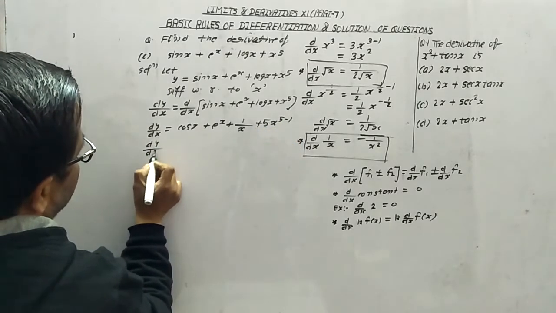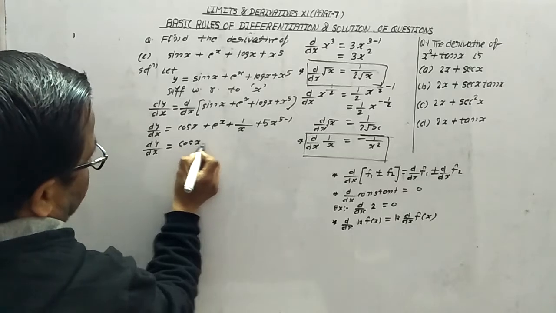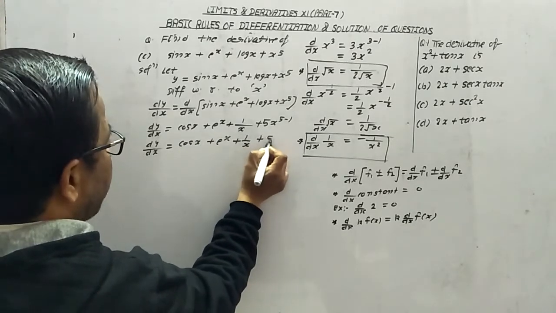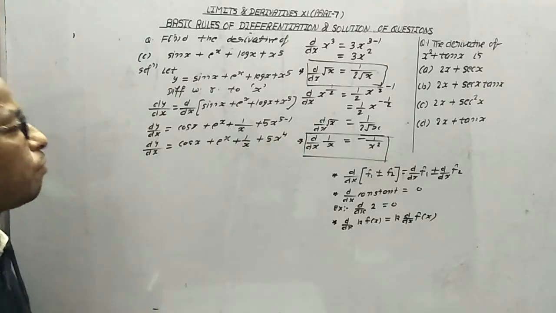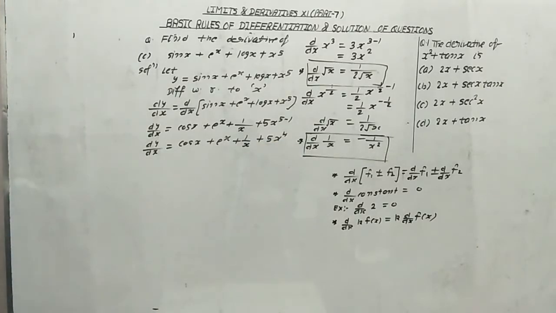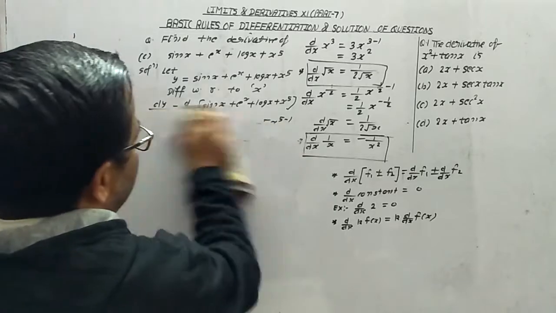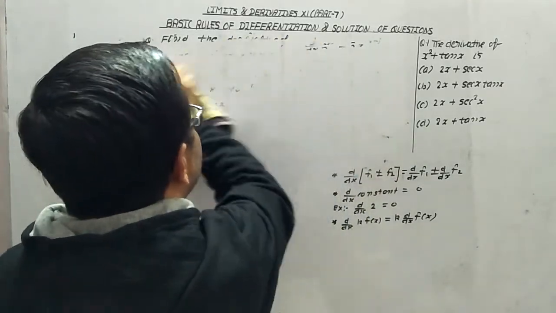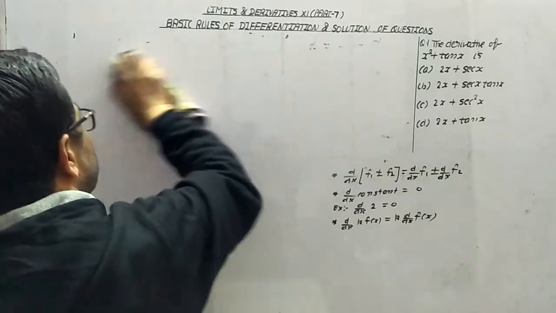It means dy by dx is equal to cos x plus e raised to power x plus 1 upon x plus 5 into x raised to power 4. And this is the answer for this part. So these are the concepts, and on the basis of this, explanation of questions with solutions.